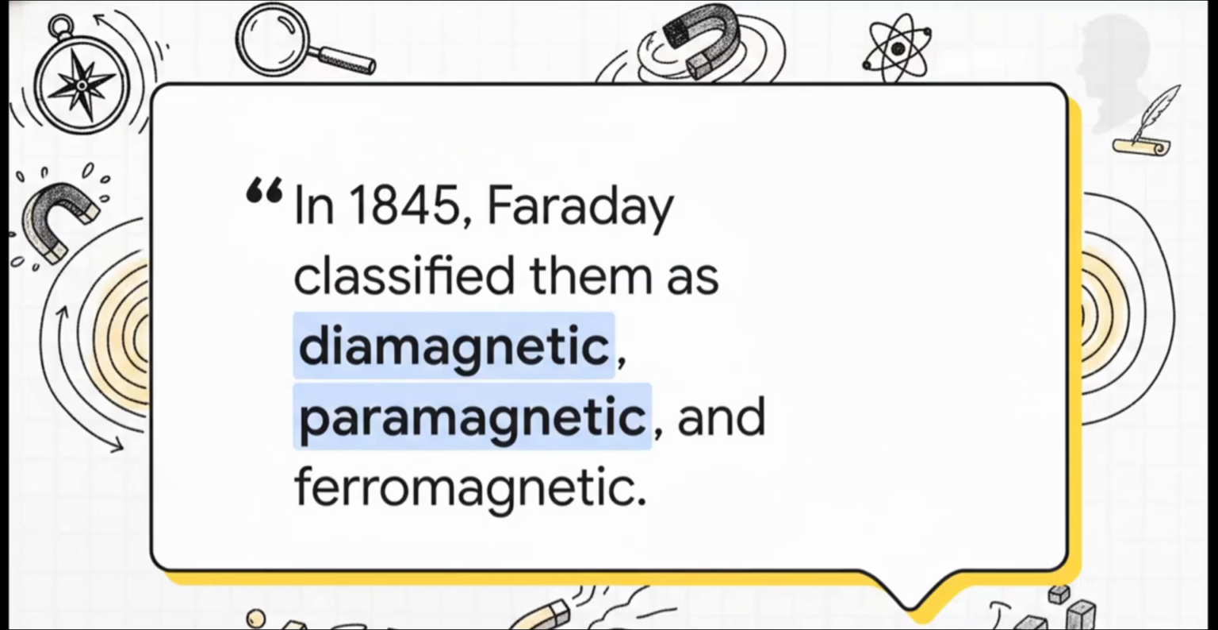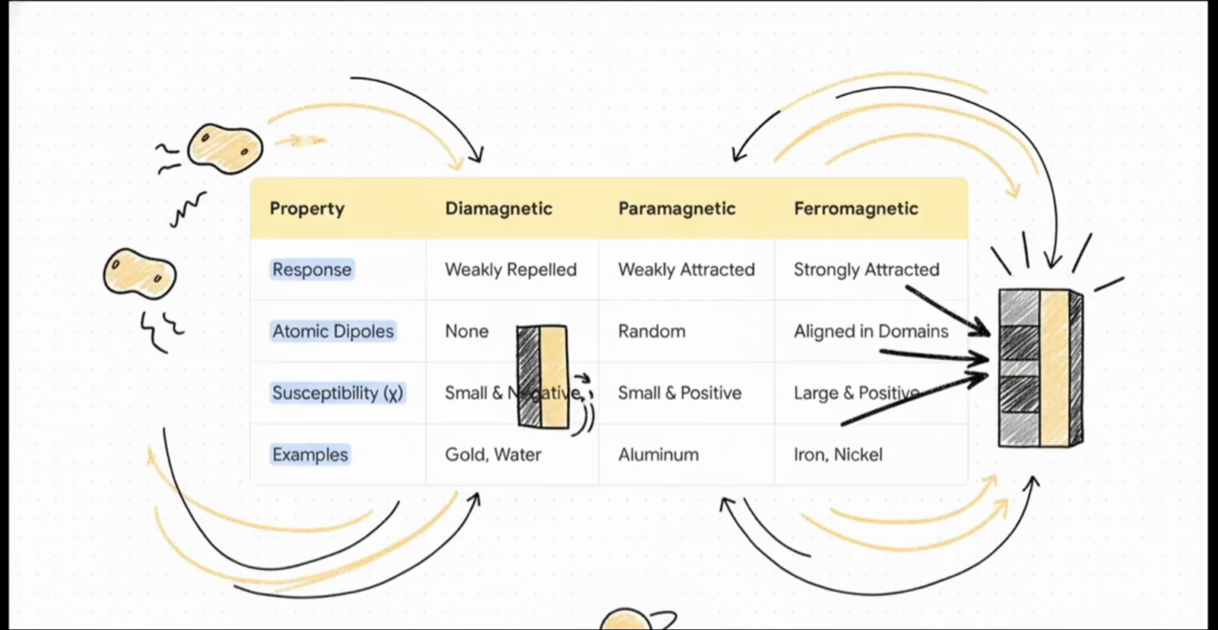The brilliant scientist Michael Faraday, way back in 1845, was one of the first to really dig into this. He started sorting materials based on how they reacted to a magnetic field, and he came up with three main groups that we still use today. Okay, so here's the breakdown. You have diamagnetic materials like water or gold. These are actually weakly repelled by magnets. Then you have paramagnetic materials like aluminum, which are weakly attracted. But the real superstars of the magnetic world are the ferromagnetic materials. We're talking iron, cobalt, and nickel. These guys are strongly attracted to magnets, and this is the crucial part: they can become powerful magnets themselves.